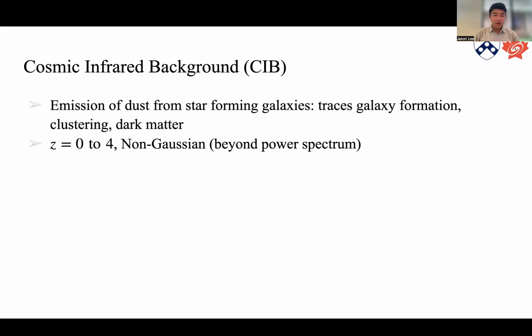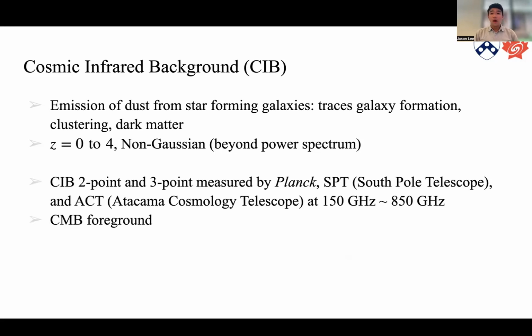The CIB is broadly distributed from redshift 0 to 4, and the CIB is non-Gaussian, meaning that its power spectrum does not capture all of its information. The CIB power spectrum and the bispectrum have been measured by experiments like Planck, SPT, and ACT. And because the CIB spans 150 to 850 gigahertz, it can be a CMB foreground because the frequencies overlap.